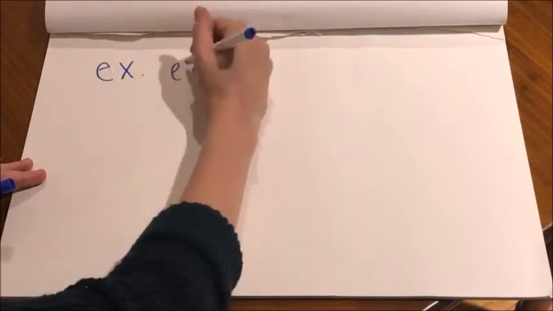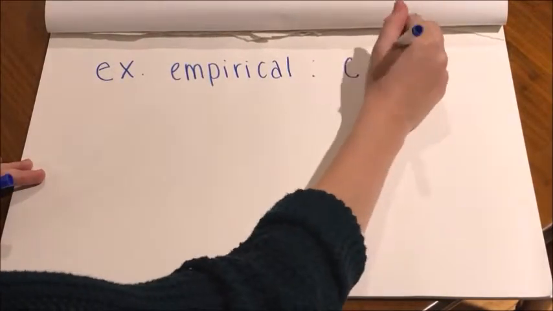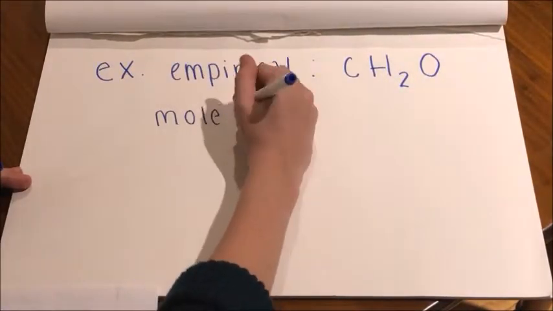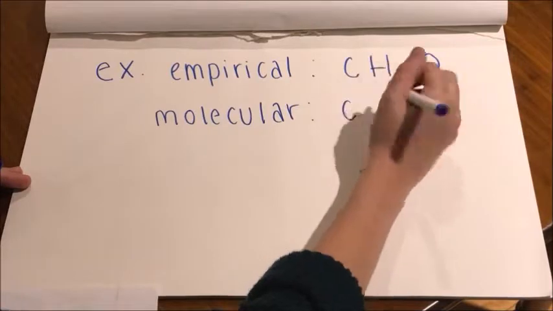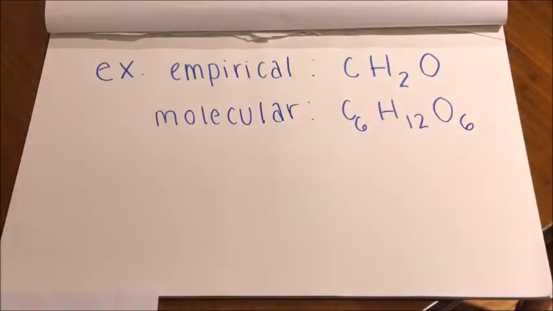Today, we're going to learn about empirical and molecular formula. The empirical formula is the simplest positive integer ratio of atoms present in a compound, or the reduced version. It is also known as the simplest formula. The molecular formula is the actual number of atoms in each molecule of a compound.